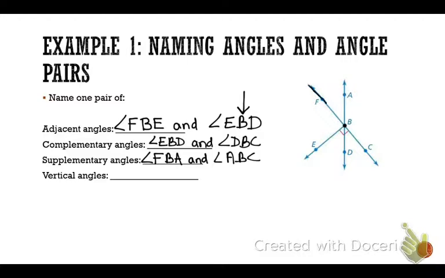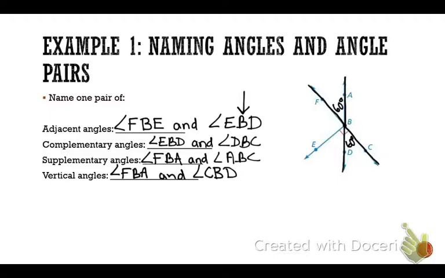So let's look at FBA. Does anybody have a guess at what its vertical angle pair is? Yes, Sebastian. CBD. Yes, CBD. So FBA again and angle CBD. Now remember that vertex has got to go in the middle. So that means, let's just say that FBA was 60 degrees. That means that CBD also is 60 degrees without having to measure anything.